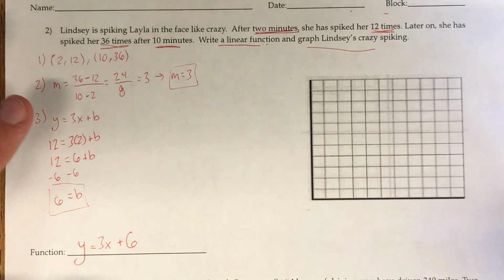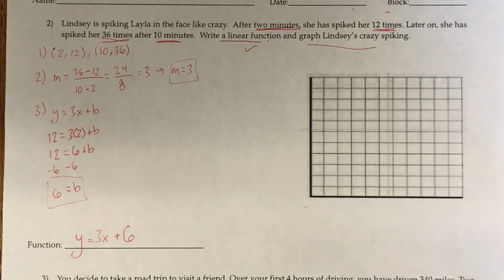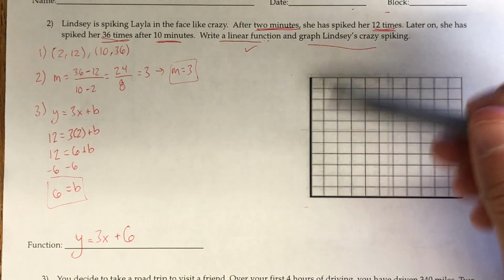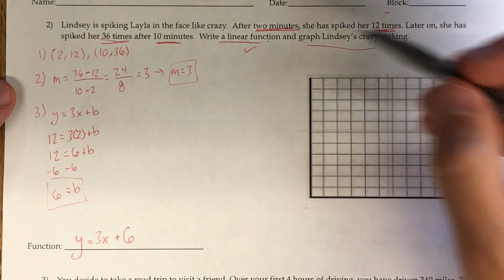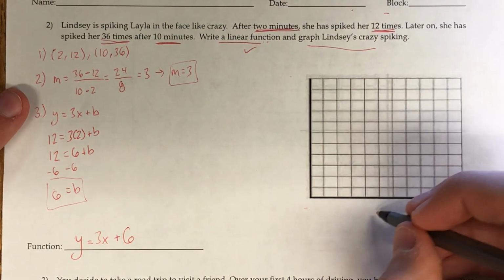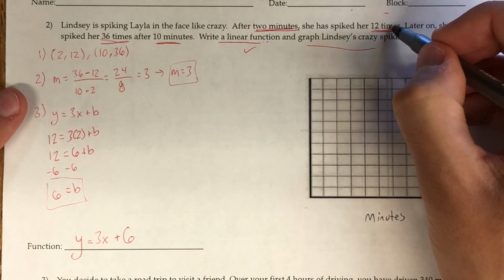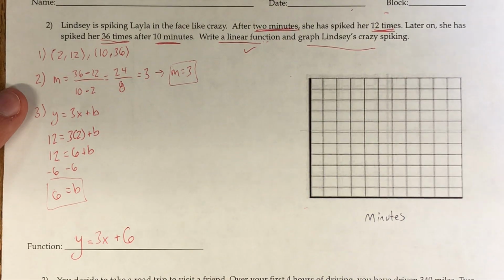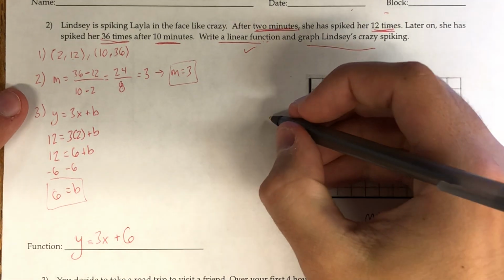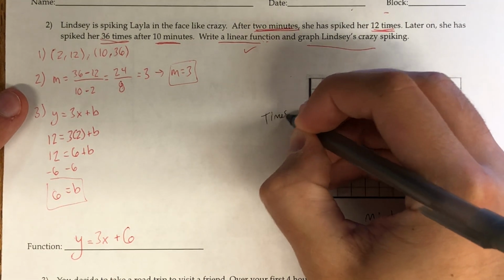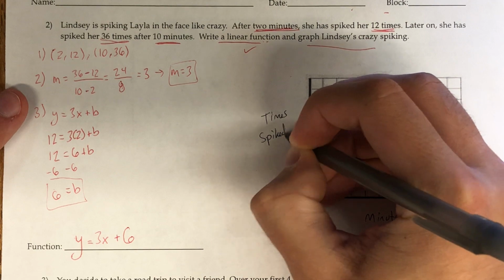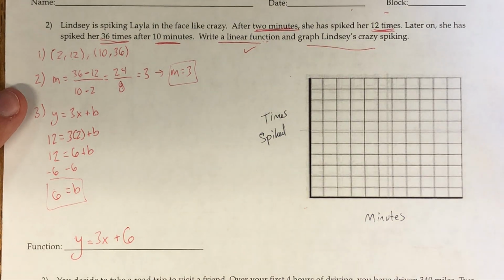Okay. So we've done this part. We've written a linear function. Now we need to graph. So for us to graph, we need to label our axes. Again here, our x value is in terms of time, so this is minutes. Our y value, it just says times, but we want to be more specific than that. So we'll say times spiked, so we know what that means.